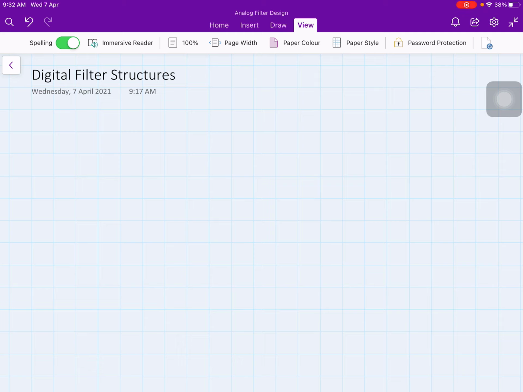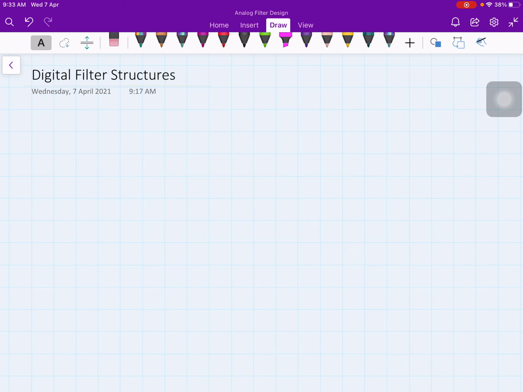This is a new topic. So in this lecture, let us discuss the digital filter structures. As I talked about earlier, digital filters require only three basic blocks. Okay, so one is the delay.